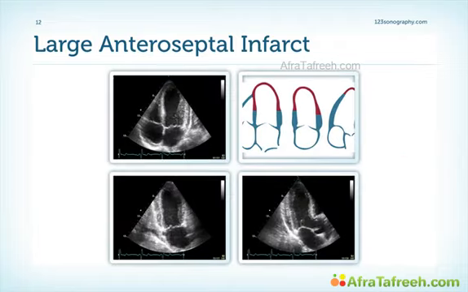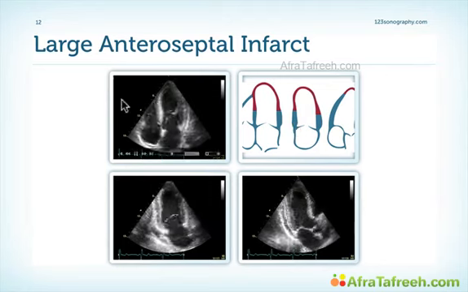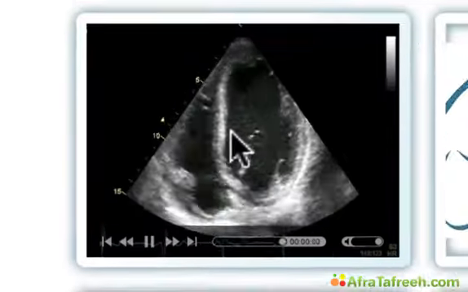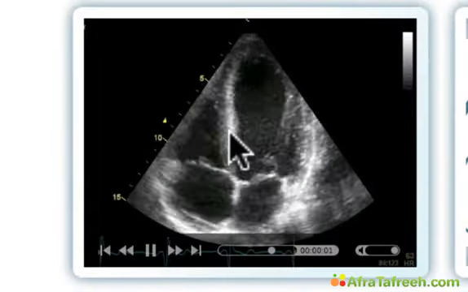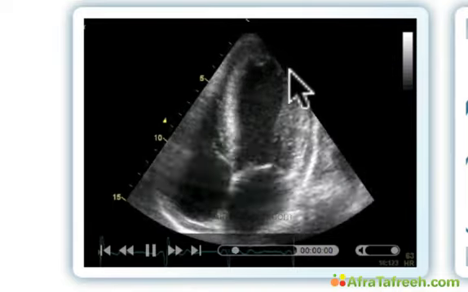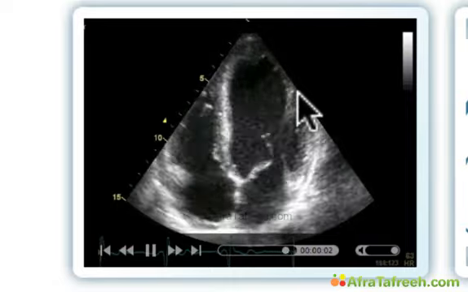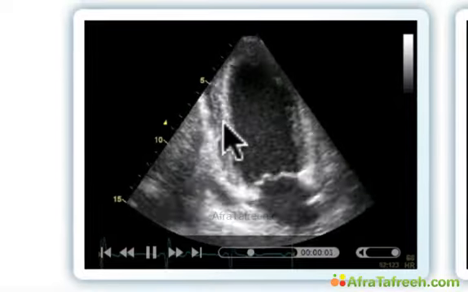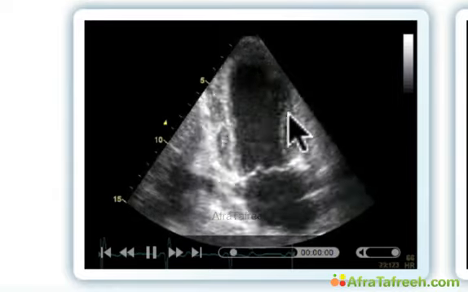Here's an example of an acute infarct which was caused by a proximal LAD occlusion, and we see wall motion abnormalities which involve the mid-anterior septum, the entire apex, all the way around to the mid-level lateral, far down into the inferior region. Here is the hinge point.